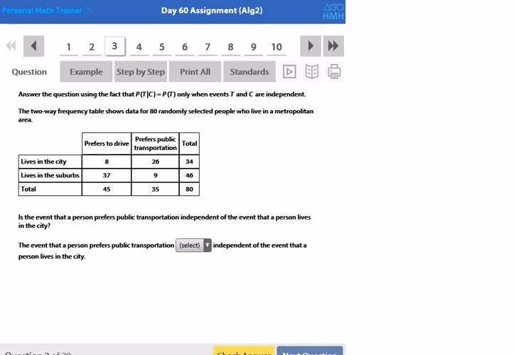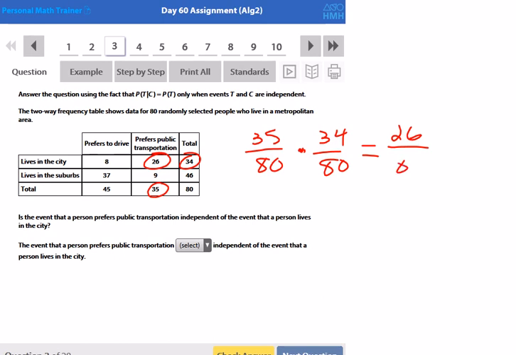So the way that you would check to see if two events are independent, that means that their combined probability should be the product of the two. So, is the event that a person prefers public transportation independent of the event that they live in the city? People that prefer public transportation is 35 out of 80. And if you multiply that times living in the city, which is 34 out of 80, that should give you the same thing as the joint frequency, which would be people that live in the city preferring public transportation, which is 26 out of 80.